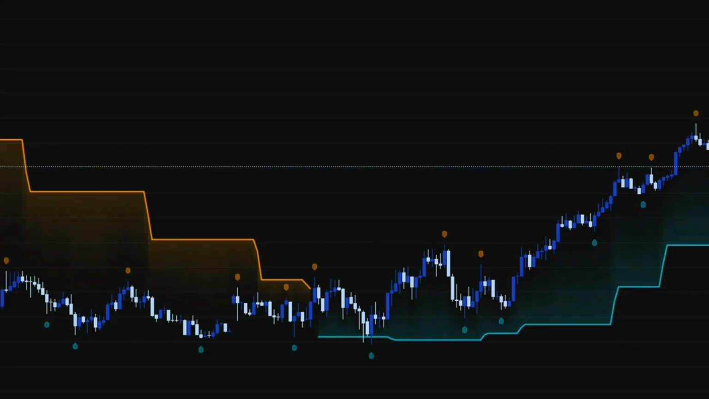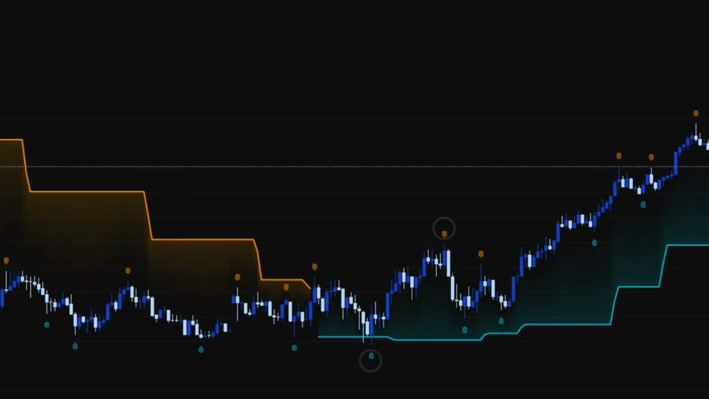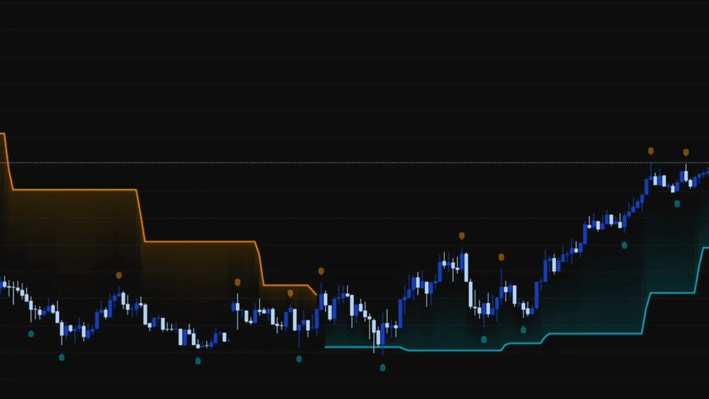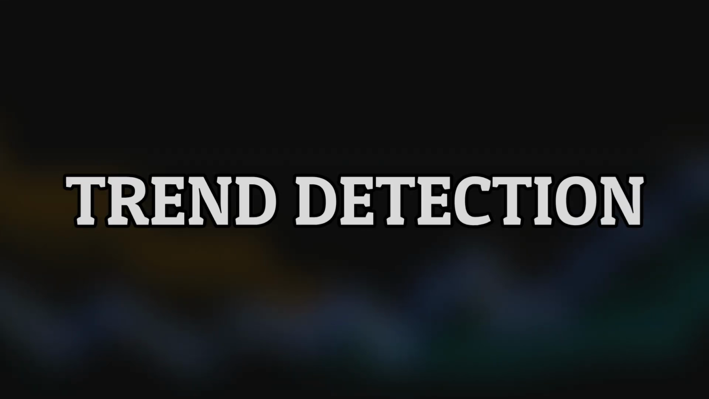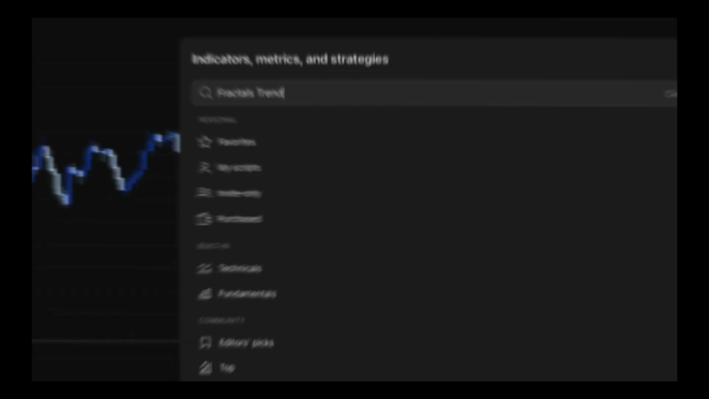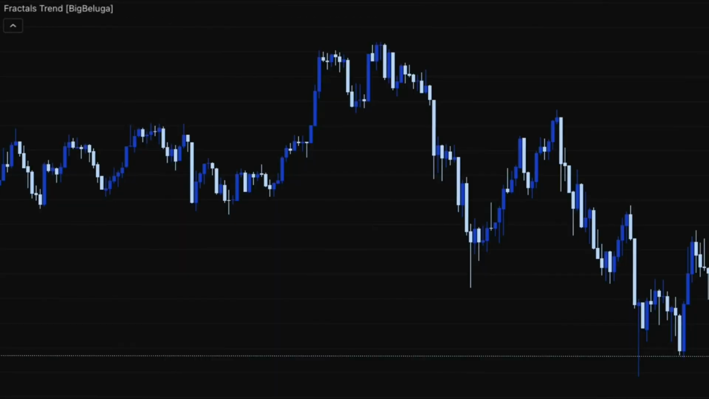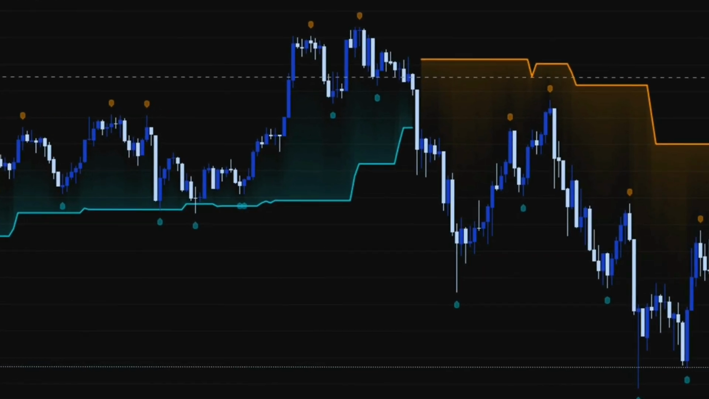This indicator is built on one of the strongest concepts in technical analysis: fractals. Fractals are the natural swing highs and swing lows in the market, and they reveal where price has turned with precision. By collecting these fractals and smoothing them over time, the indicator creates a dynamic view of market structure, trend direction, and momentum. The indicator we're using is called Fractals Trend by Big Beluga on TradingView. It's completely free and extremely effective once you understand how its settings work.